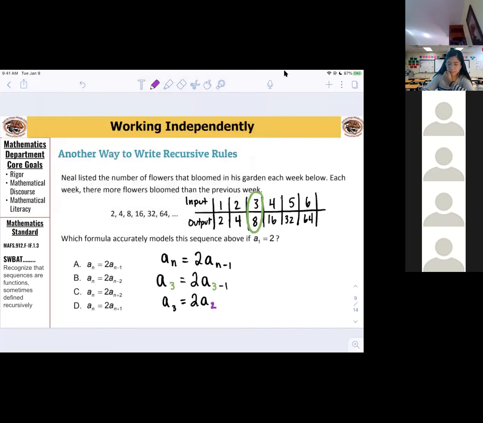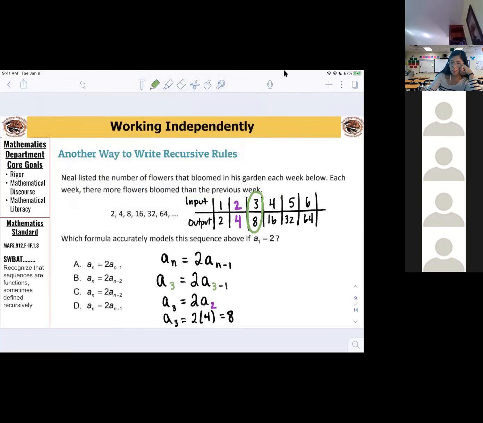4, right from the table. When my input was 2, my output was 4. So what's this saying? This is saying to do 2 times 4. And what's 2 times 4? 8. So does this pass the test?